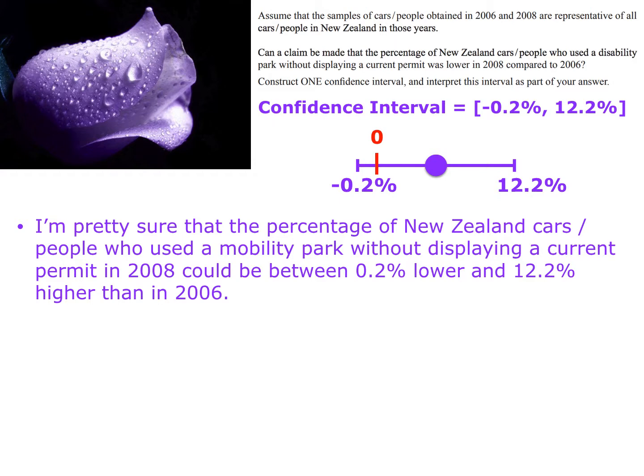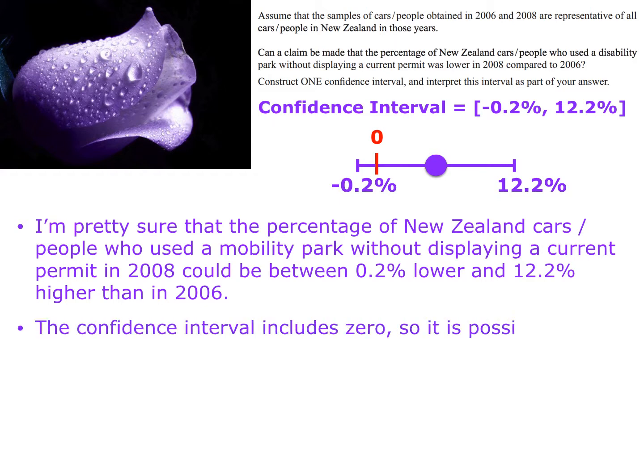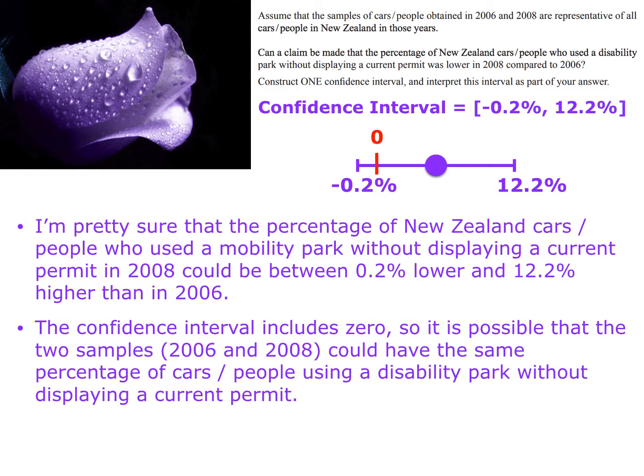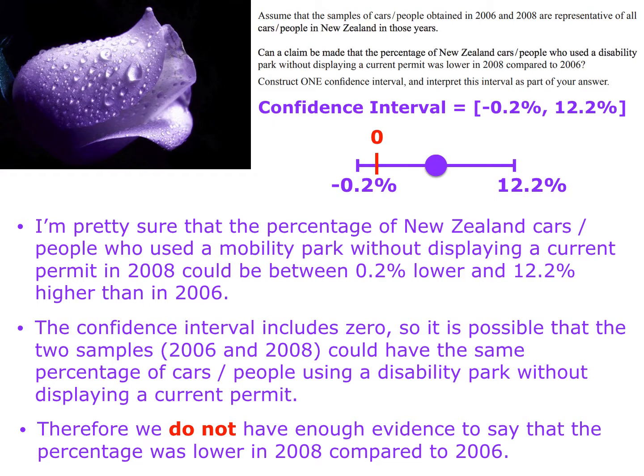If we remember from our inference earlier this year, if 0 is inside the confidence interval, it means that they could be the same. So that means my confidence interval with the two samples, 2006 and 2008, could have the same percentage, because if I do one difference minus another, 20% take away 20%, I get a difference of 0. That would mean that they are the same. So that means I do not have enough evidence to say that the percentage was lower in 2008 compared to 2006.